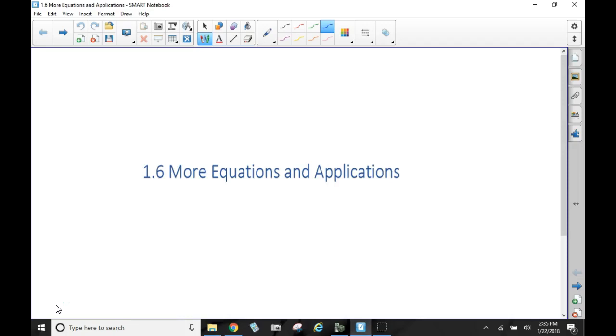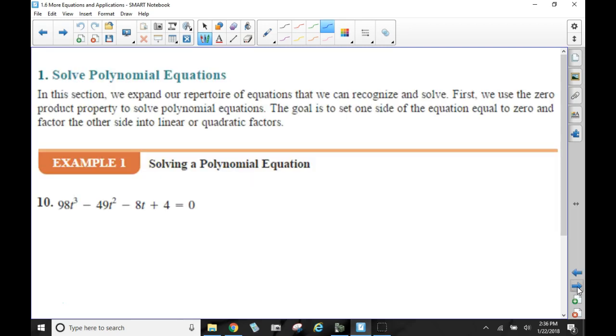Today we're going to be looking at how to solve more equations, some maybe higher order equations or some equations with funky fractional exponents, and then also some application problems. For higher order polynomial equations, we're going to need to be able to solve these by factoring. We're going to use our zero product property once we get everything factored.